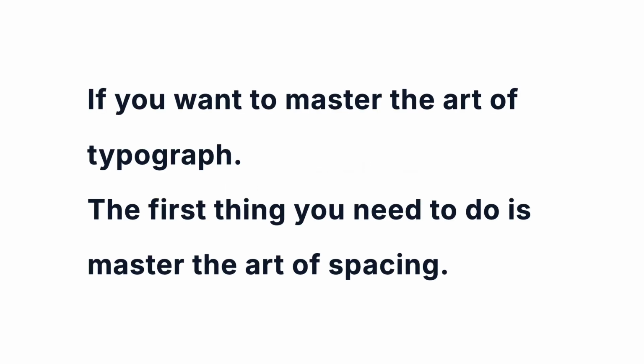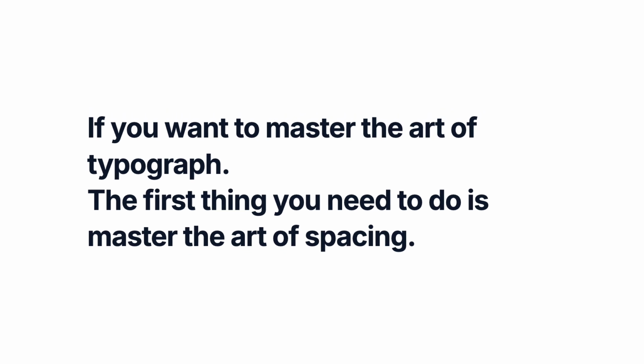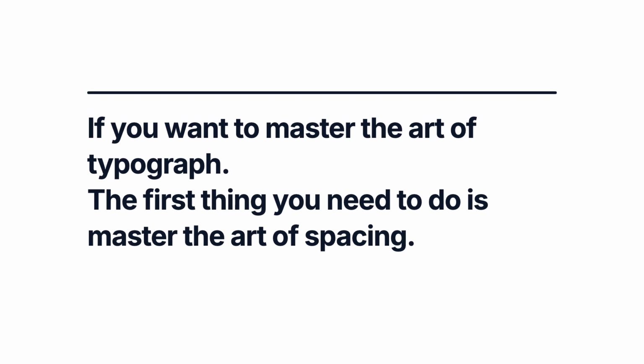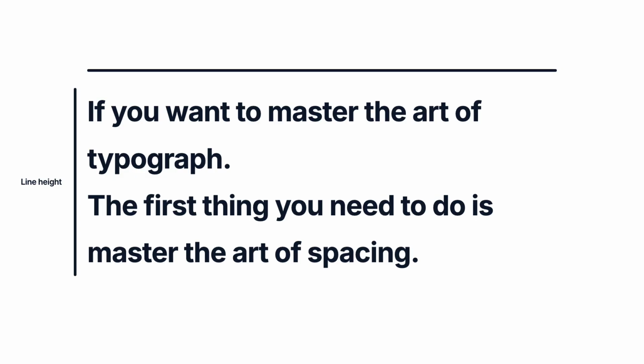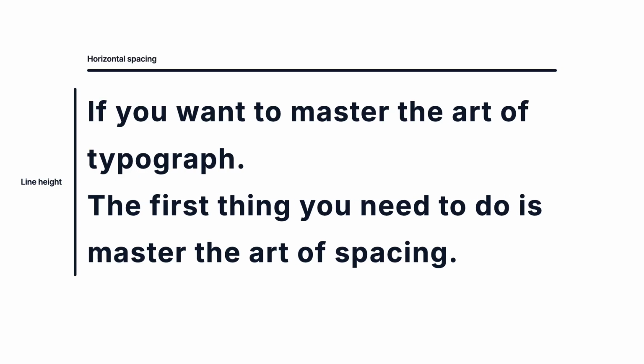If you want to master the art of typography, the first thing that you need to do is master the art of spacing. There are 2 types of spacing in typography, the vertical spacing and horizontal spacing. Vertical spacing is your line height, the space between each line of text. Horizontal spacing is your letter spacing, the space between each character.